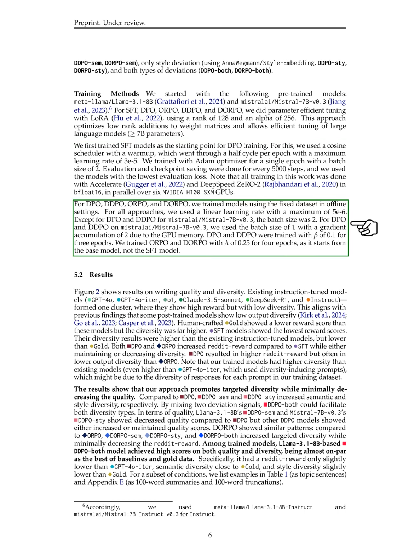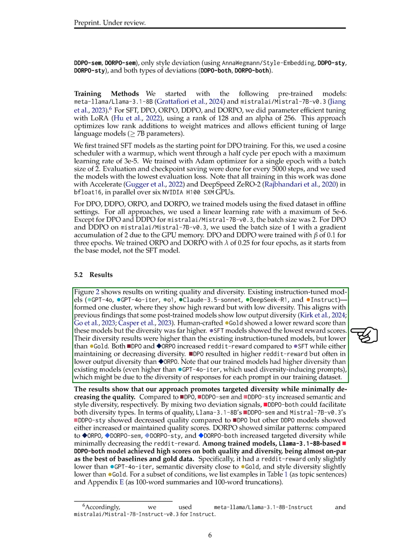For DPO, DDPO, ORPO, and DORPO, we trained models with a fixed dataset in offline settings, using a linear learning rate. The batch sizes varied, particularly for DPO and DDPO on Mistral 7B due to memory constraints. We trained DPO and DDPO for 3 epochs and ORPO and DORPO for 4 epochs, starting from the base model.